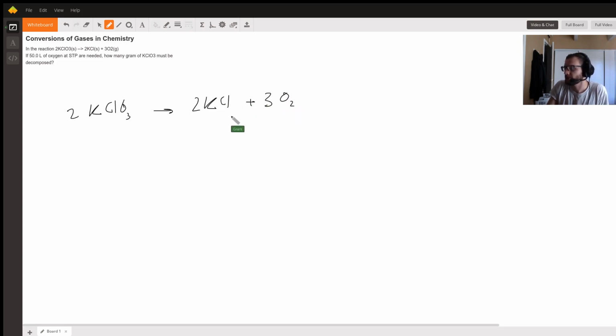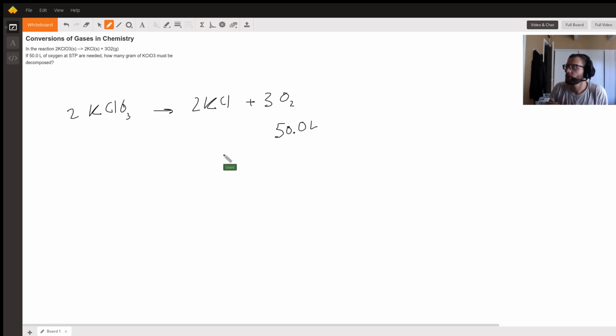We want to first make sure everything's balanced, and it looks like we got 6 oxygens on the left and 6 oxygens on the right, and two potassiums, and 2 chlorines. So everything looks balanced, and that's good. So we want 50 liters of oxygen.